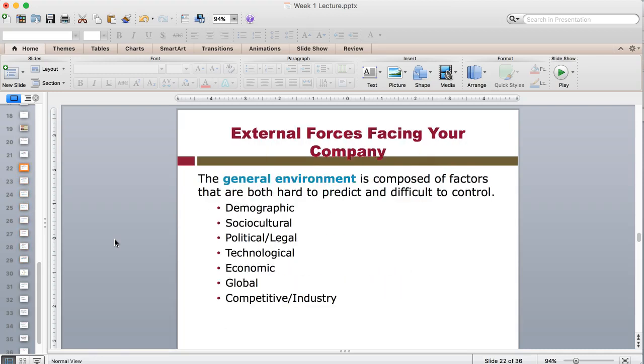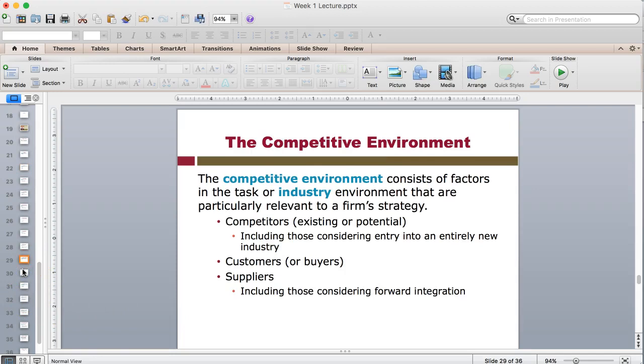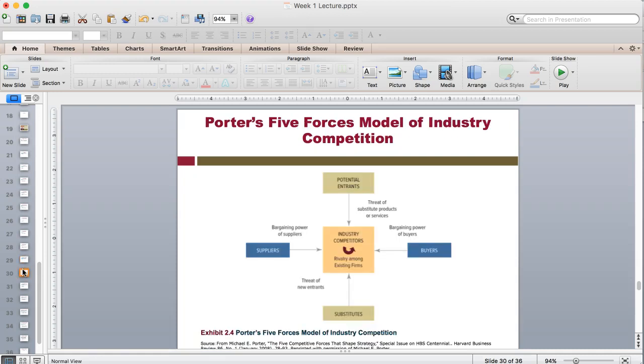And those 6 areas, these first 6, again, the book has a very good description of these, and I would encourage you to read that. Those should yield certain trends that present threats and opportunities to your company. The 7th one is the competitive industry, the competitive environment. And the competitive environment consists of competitors, of course, customers, and suppliers. And we use something called Porter's 5 Forces model of industry competition.